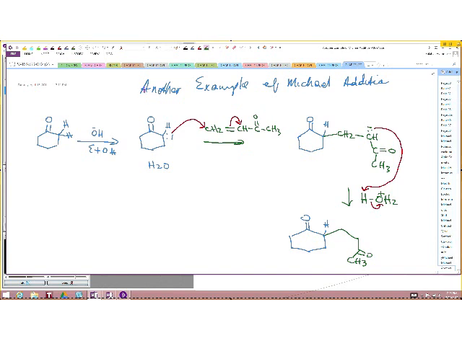Now, take a look at this molecule here, this molecule that we use here. Supposing I ask you to give me a synthetic scheme for that molecule. How will you make that molecule? Okay, I'll give you a hint. Use an Aldol condensation.